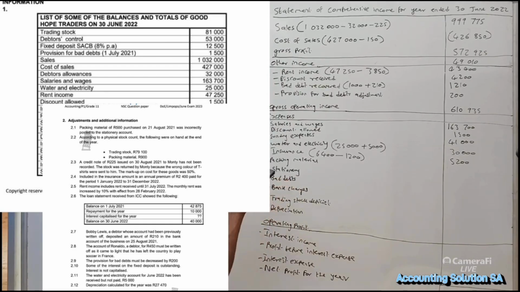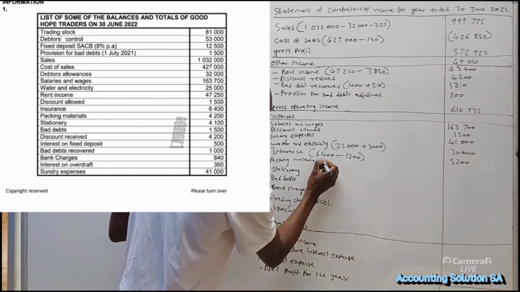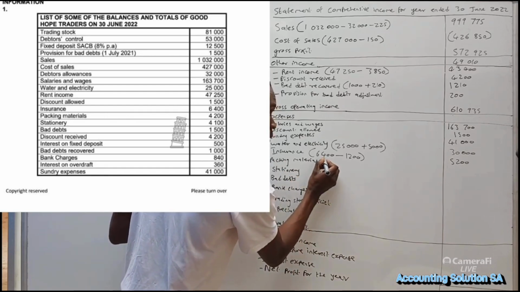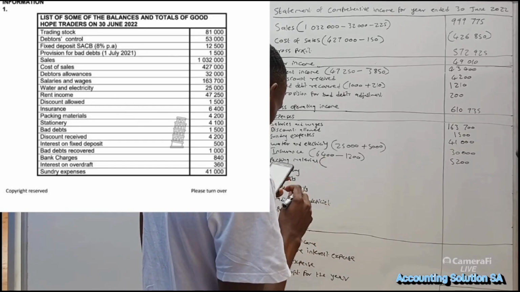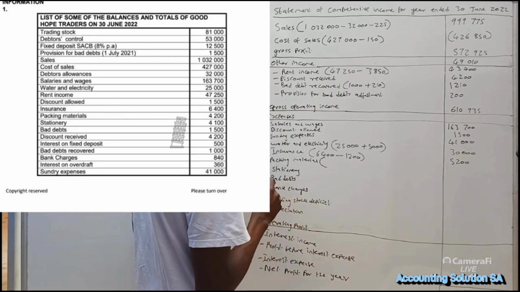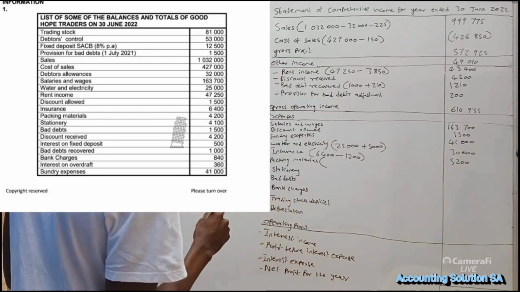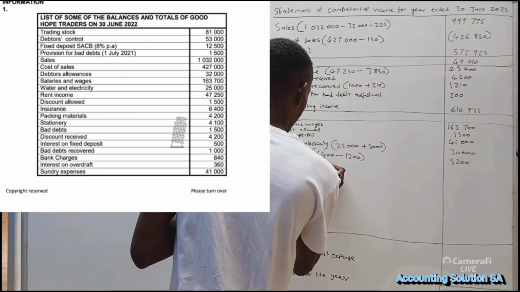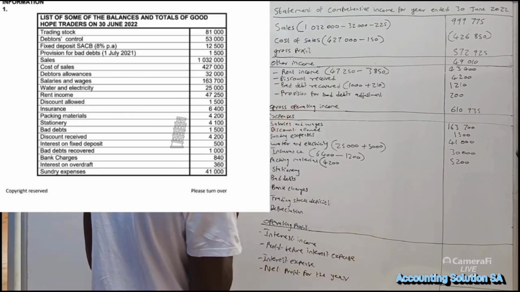The following transaction is packing material. Okay, packing material, we have an adjustment, which means that we have to open a bracket. Then the first one, we have a packing material of 4,200. Where did we get this 4,200?